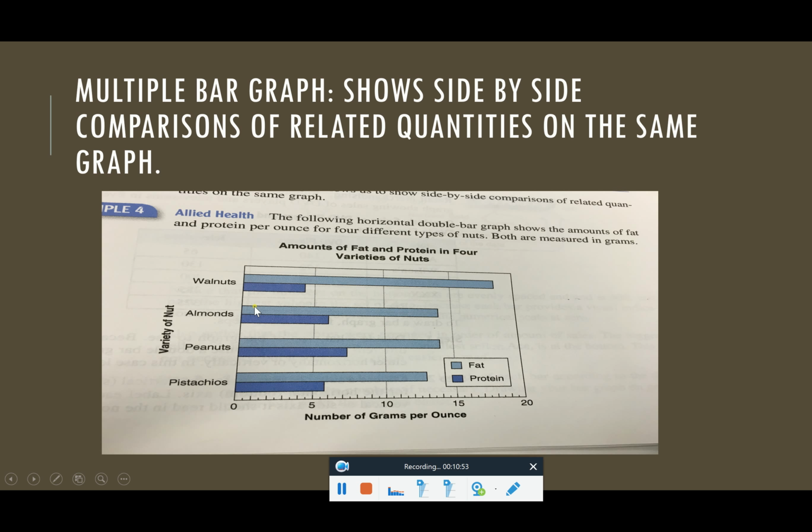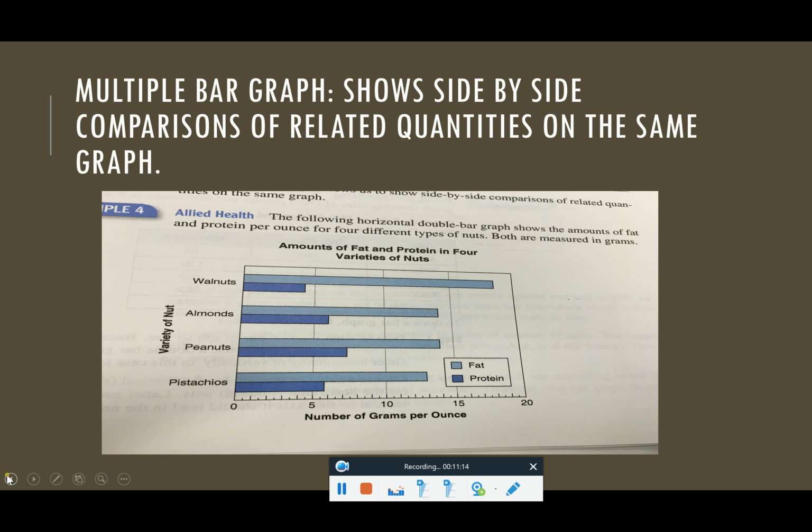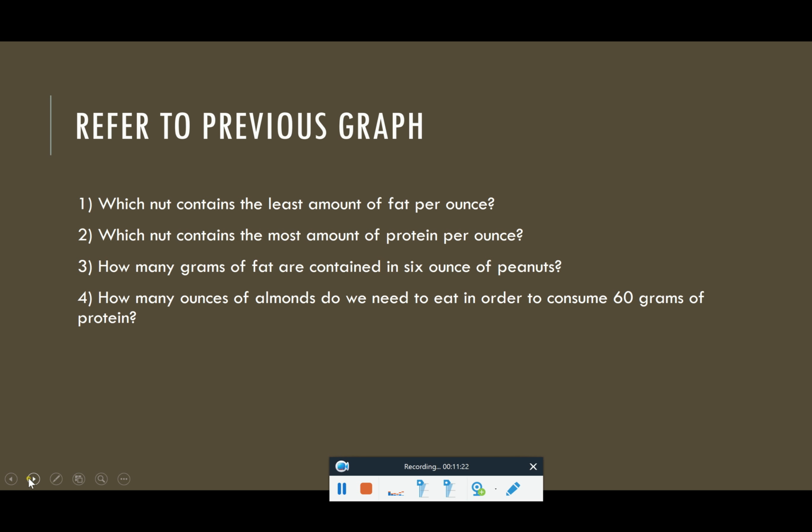Okay, so here's another one. This bar graph is comparing two different things. We're looking at the walnuts, fat and protein. So fat versus protein in each of these varieties of nuts. Which nut contains the least amount of fat per ounce? So let's go back. Fat is this one. So the least amount of fat would be pistachios.